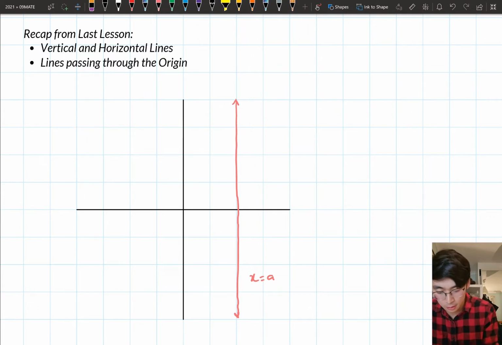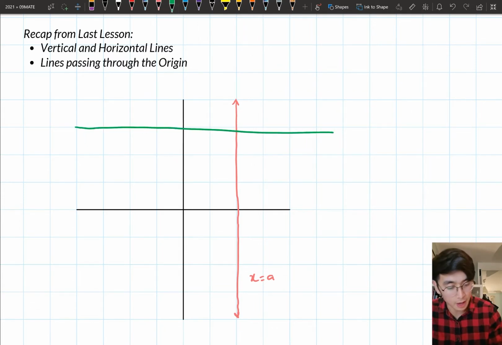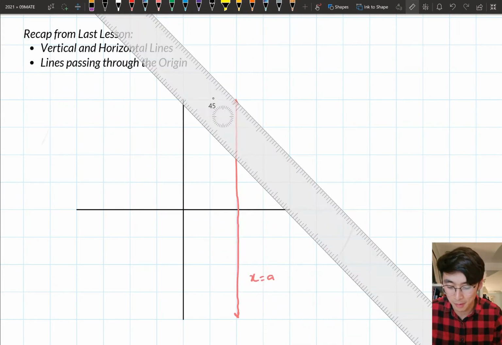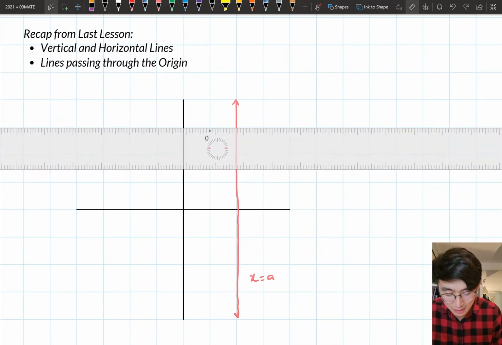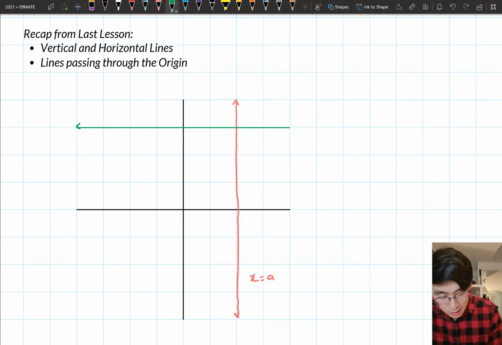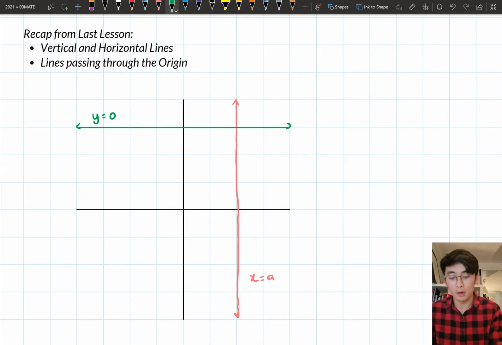Let me try this again. And I can't draw horizontal lines, as it turns out. I should grab my ruler and help me out here. So y is equal to 0 gets me a horizontal line like this, and so this line here is y is equal to 0.